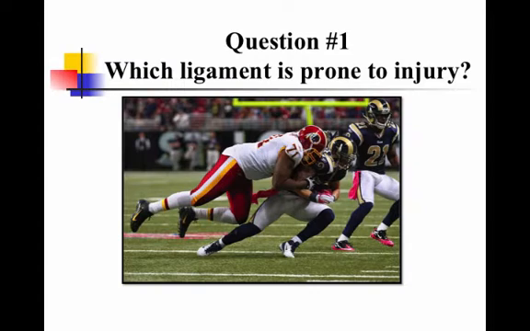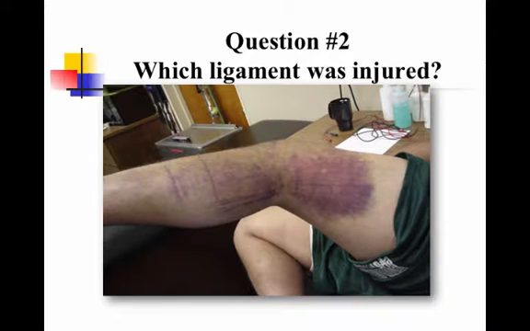Slide 26. What ligament was injured in this picture? If you said the LCL, you are absolutely correct. A blow from the outside of the knee, creating a varus force, stretches the outside ligament. From the outline of the discoloration, it looks like this athlete was wearing a knee brace during the time of injury.